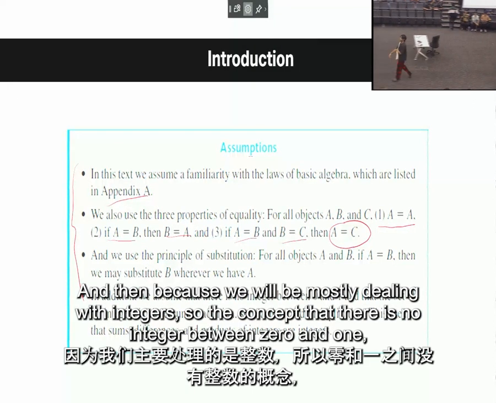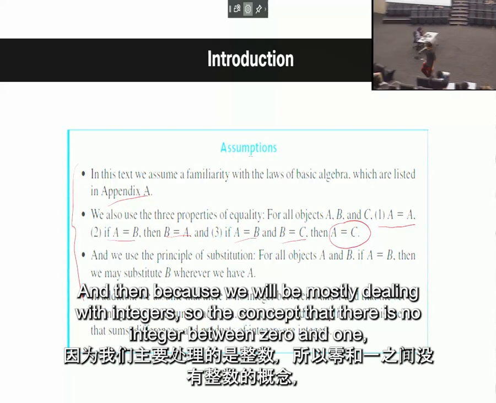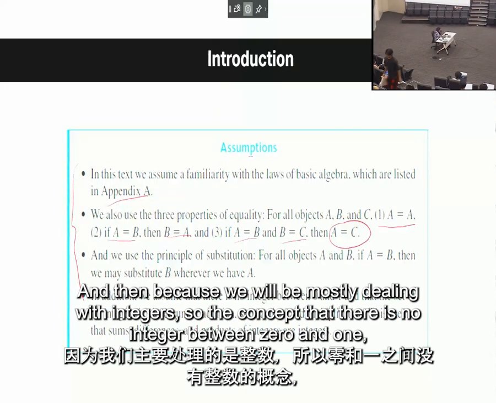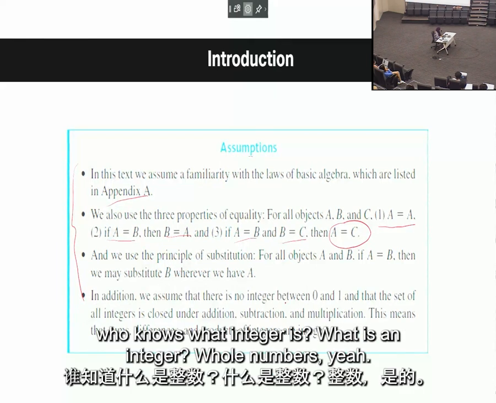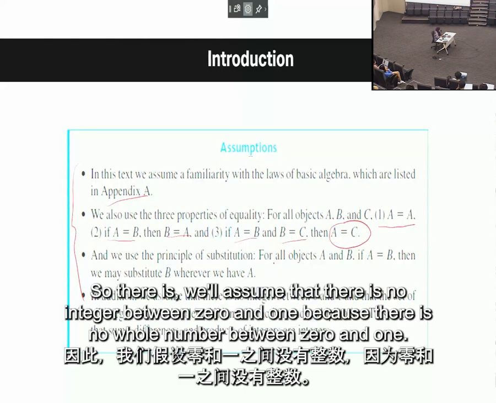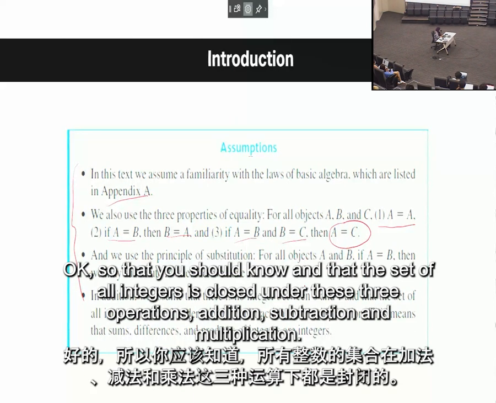And then, because we will be mostly dealing with integers, so the concept that there is no integer between 0 and 1. Who knows what integer is? What is an integer? Whole numbers, yeah. So we will assume that there is no integer between 0 and 1 because there is no whole number between 0 and 1. Okay? So that you should know. And that the set of all integers is closed under these 3 operations: addition, subtraction, and multiplication.